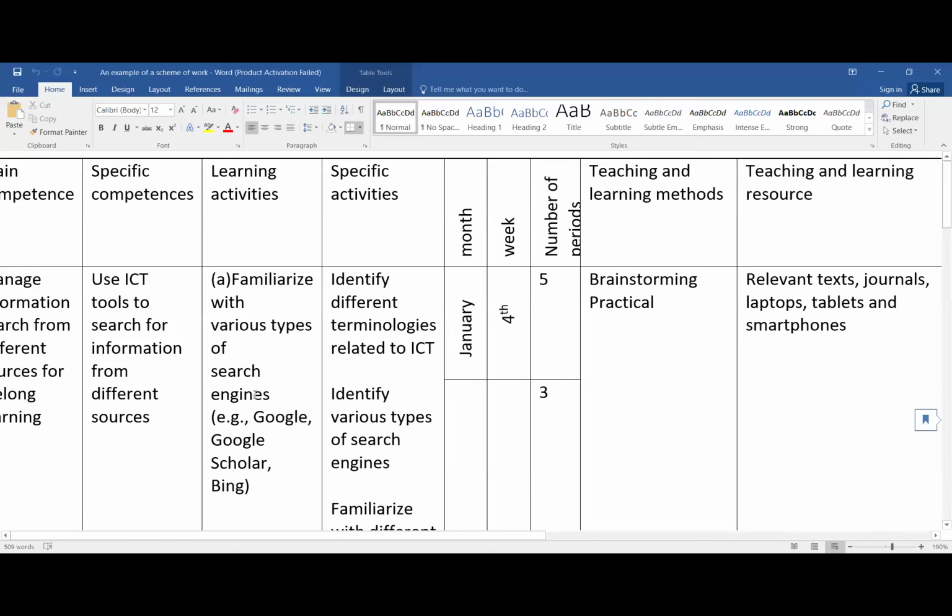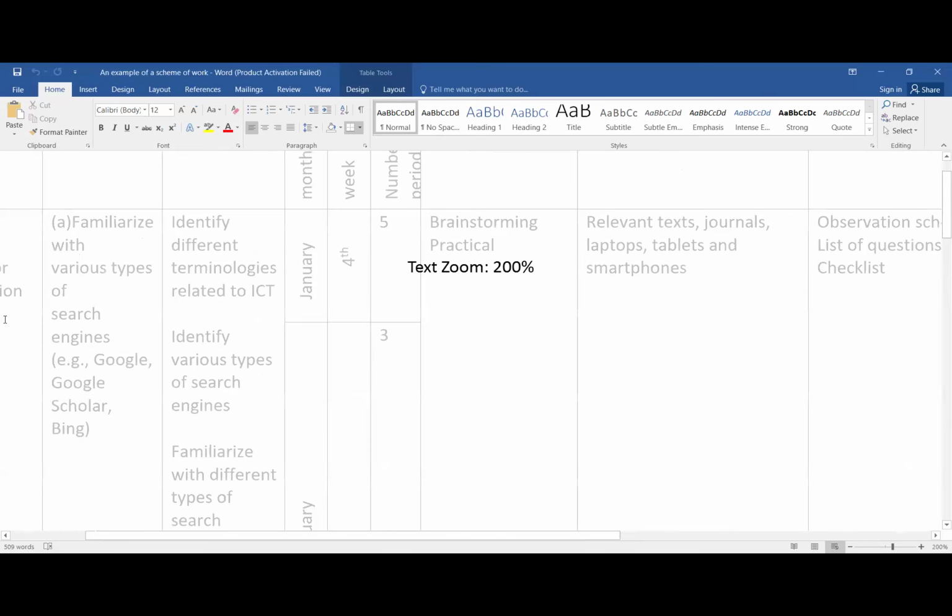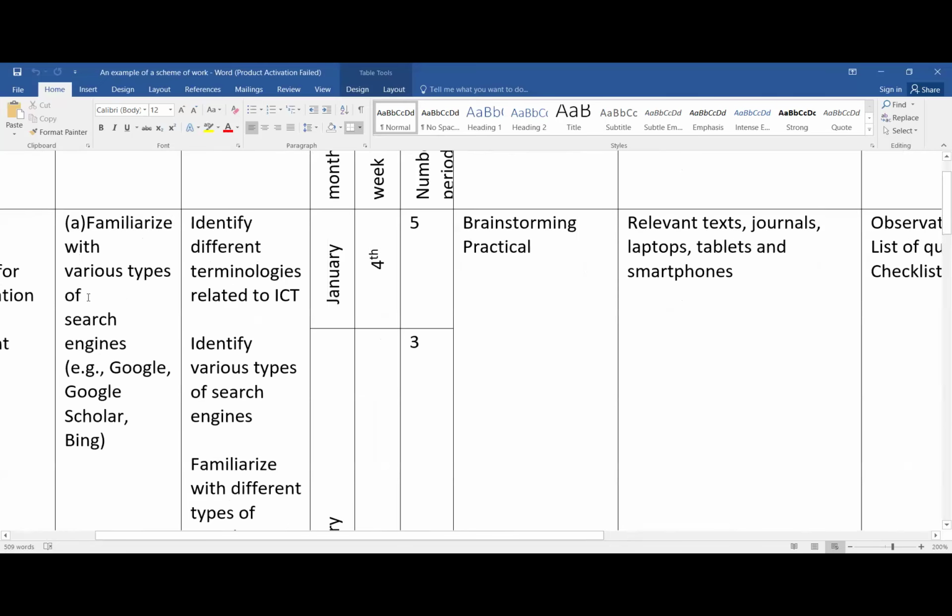Okay, so I'm going to read this. Let's see.